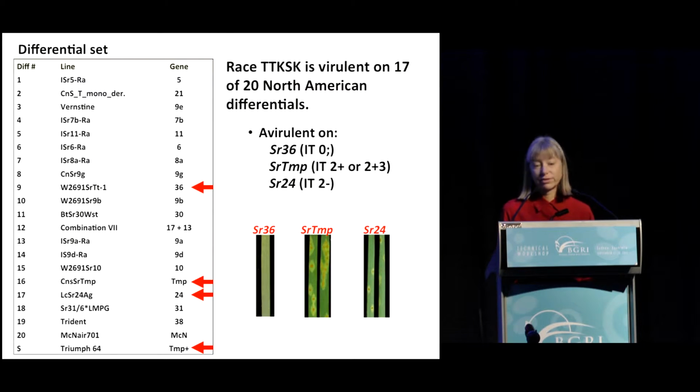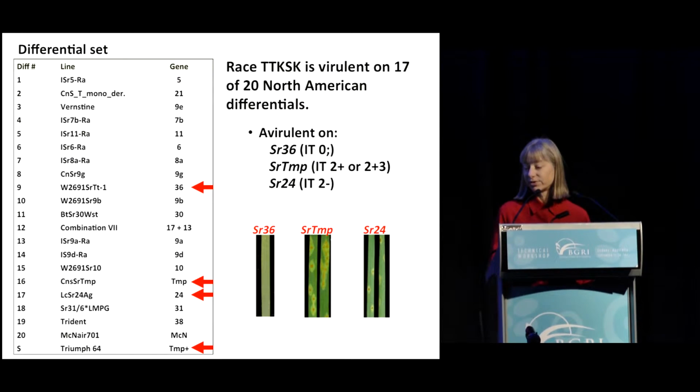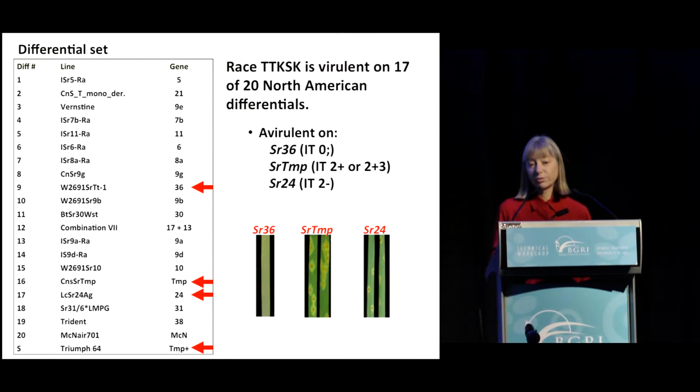This table presents the North American differential set, and I'm presenting it to highlight the genes that are important for the rest of this talk. Race TTKSK is virulent on 17 of the 20 North American differentials. Race TTKSK is avirulent only on Sr36, SrTmp, and Sr24. For this project, we included an additional source of Tmp, which is shown at the bottom of the table, Triumph 64, which is the donor of SrTmp.